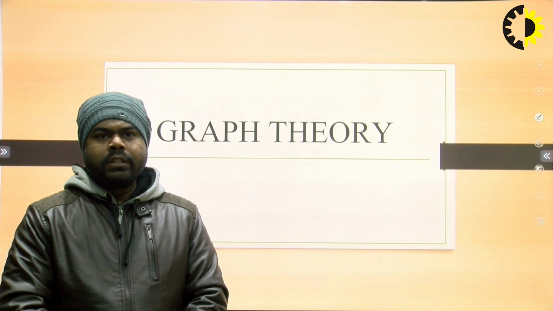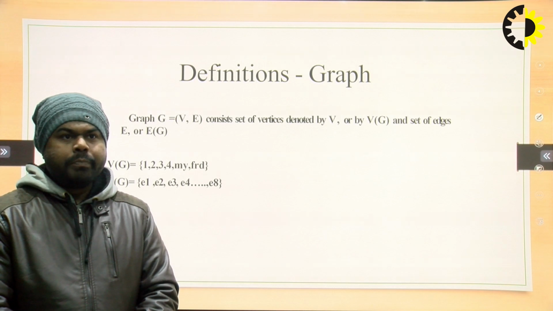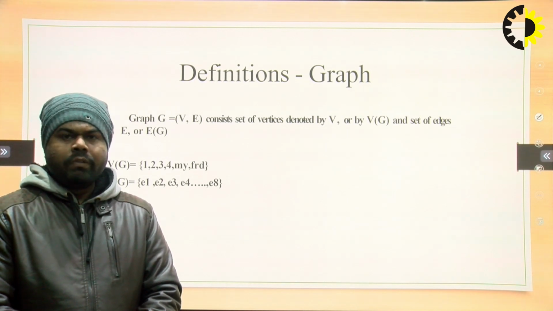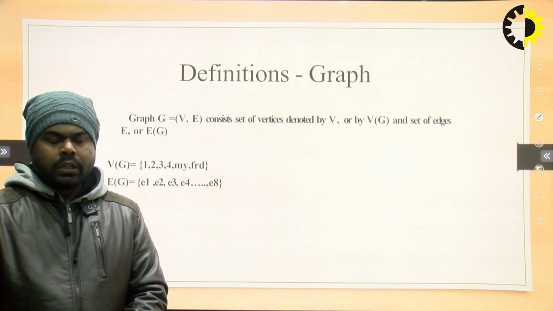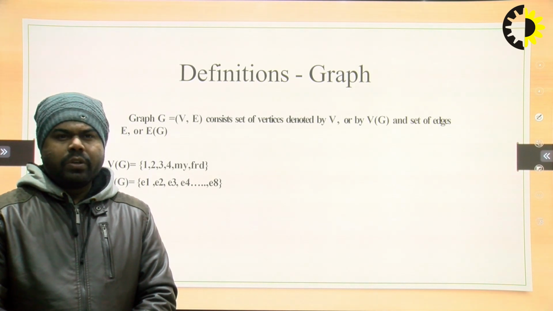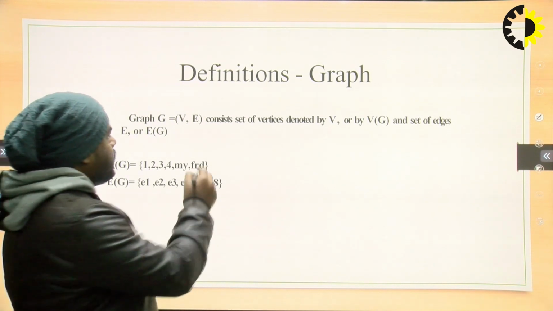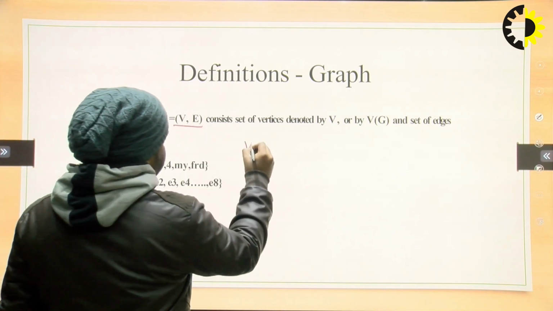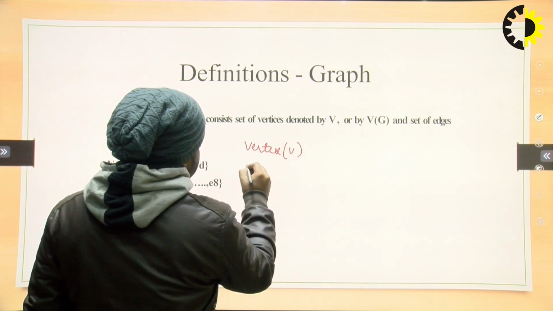Now I am going to give the definition of graph theory. Graph G = (V, E), where V is the vertices and E is the edges. What are vertices and edges? I will let you know in the further slides. So graph G = (V, E) consists of a set of vertices denoted by V or V(G) and a set of edges E or E(G). What does that mean? V means vertex, and E means edges.